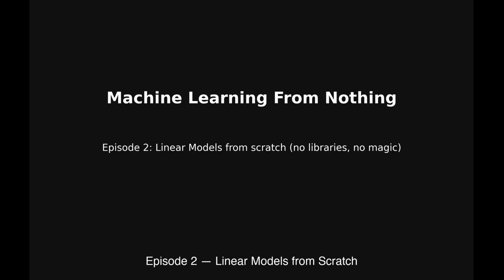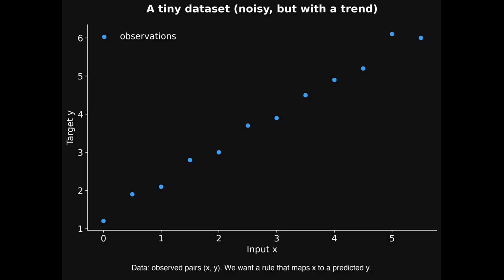Machine learning doesn't exist yet. We only have a pile of examples and the desire to predict one number from another. Today, we invent the simplest possible prediction machine, a line. Not because lines are fancy, but because they are the first object you can fully understand, debug, and improve without any magic. We start with a data set, pairs of numbers.